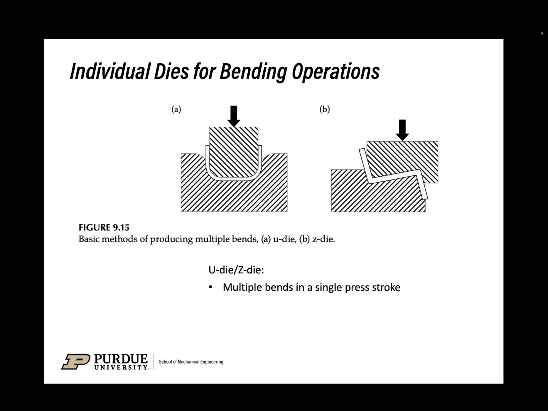For the other two types of individual dies for bending operations, the first one is the U die, which is shown on the left, and the last one is the Z die, which is shown on the right. These dies can perform multiple bends in a single press stroke, which is more efficient than those two that we mentioned in the previous slides.